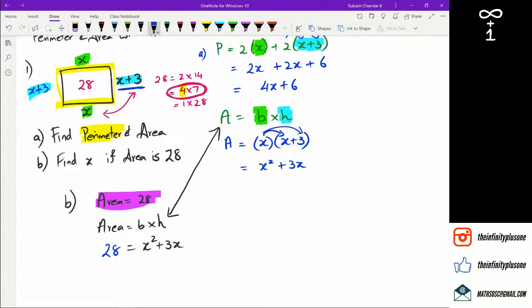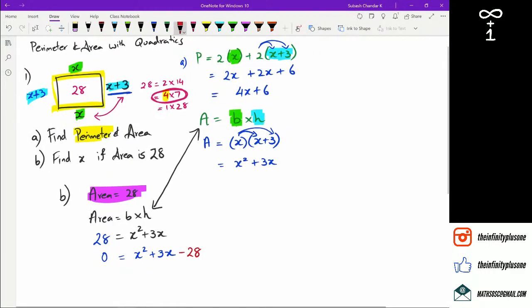All right, now this is what you call setting up a quadratic equation. Now you just need to rearrange it so one of the sides is equal to 0. So if I move the 28 to the other side, I'm going to get x squared plus 3x minus 28 equals 0. At this point, we've set up a quadratic equation, so now we just need to solve it.